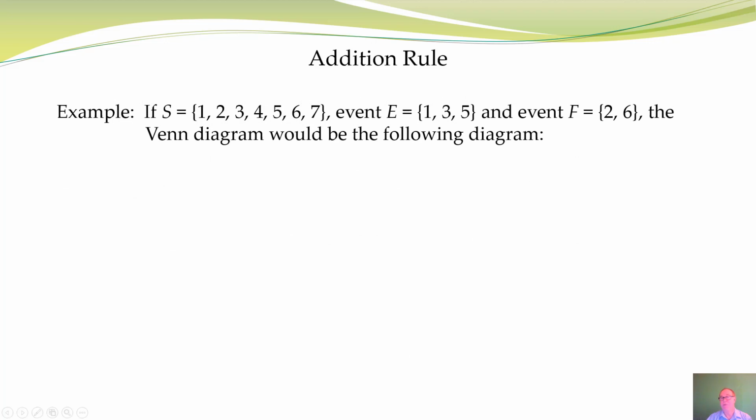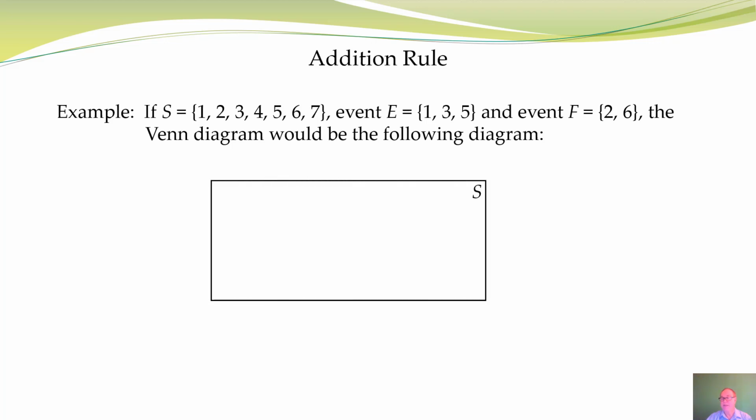Example, if a sample space is a set of 1 through 7, event E is a set of 1 through 5, and event F is a set of 2, 6. If you look at E and you look at F carefully, they have no outcomes in common, so they are disjoint. So the Venn diagram would be the following.